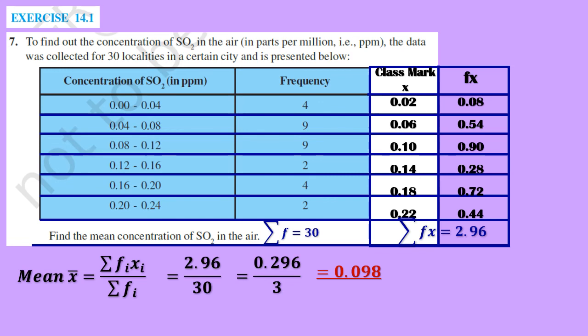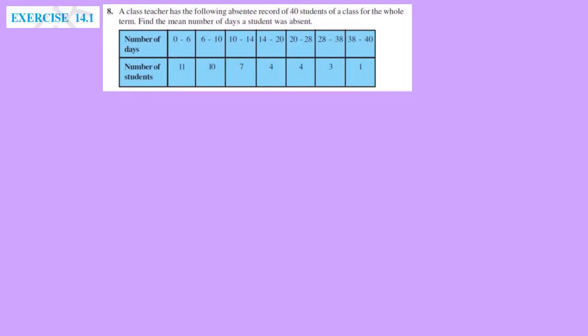Now question number 8. A class teacher has the following absentee record of 40 students of a class for the whole term. Find the mean number of days a student was absent. Here if you observe, the classes are not in order. 0, 6, then 6, 10. So 0 to 6 is a class interval of 6, then 6 to 10, only 4, 10 to 14, again 4, 14 to 20, it is 6, 20 to 28, 8 is the class interval, then 28 to 38, 10 is the class interval, 38 to 40, only 2.